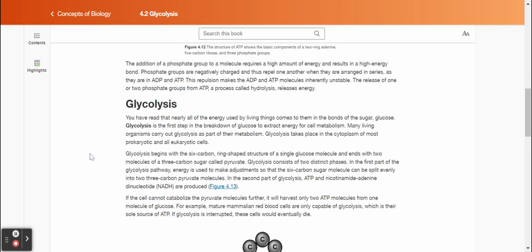The addition of a phosphate group to a molecule requires a high amount of energy and results in a high energy bond. Phosphate groups are negatively charged and thus repel one another when they are arranged in series, as they are in ADP and ATP. This repulsion makes the ADP and ATP molecules inherently unstable. The release of 1 or 2 phosphate groups from ATP, a process called hydrolysis, releases energy.